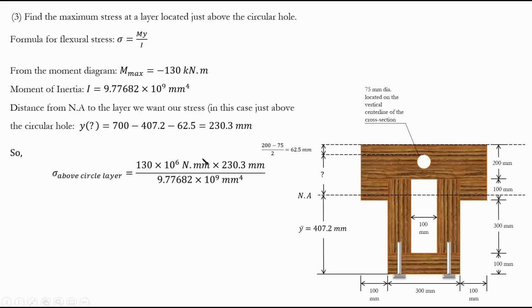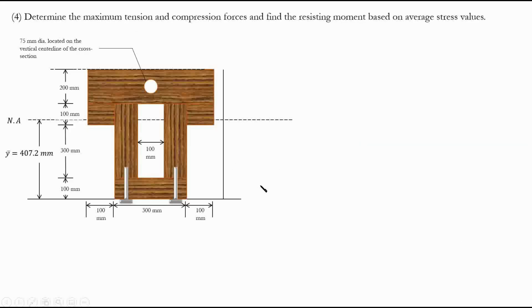These are basic unit conversions. You probably know them much better by now. So here, this is y in millimeters, and this is I in millimeter to the power 4. See, all units are Newton and millimeters. Easy. Based on this, we calculate and end up with this number, 3.062 megapascal already. So again, remember the number that you get here will be in megapascal. No need for further conversion. So that's the answer for question 3. Let's go to question 4. It says determine the maximum tension and compression forces and find the resisting moment based on average stress values.